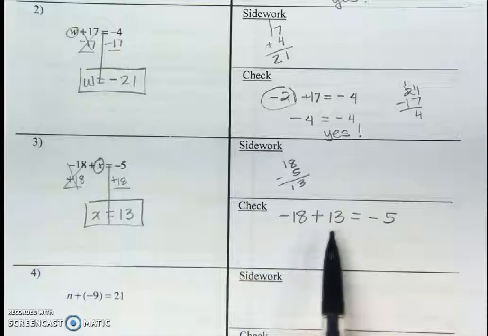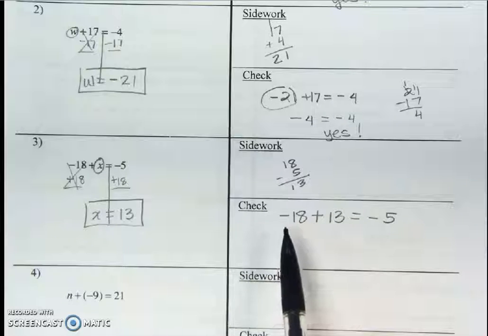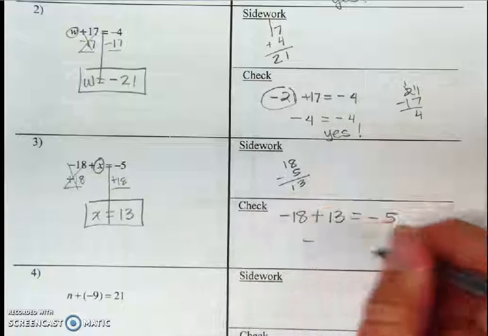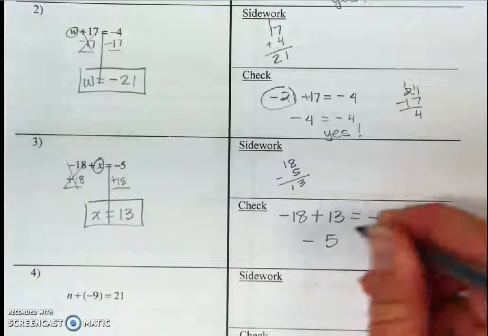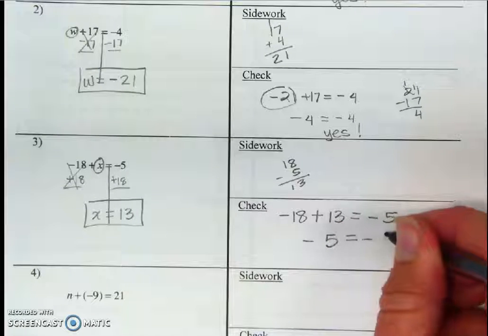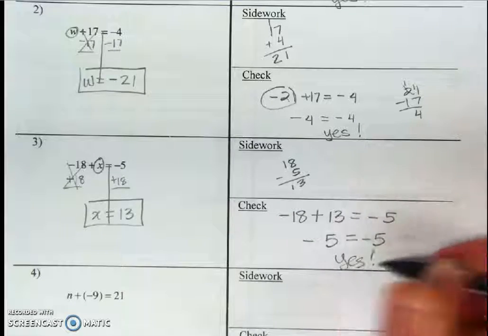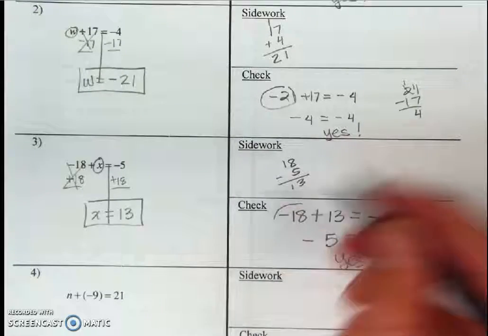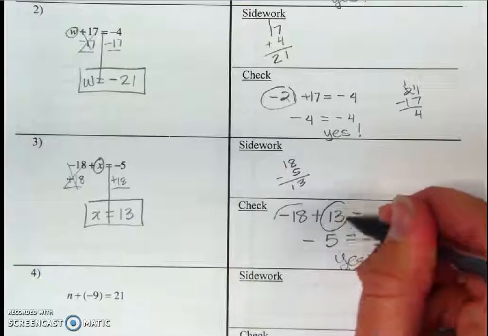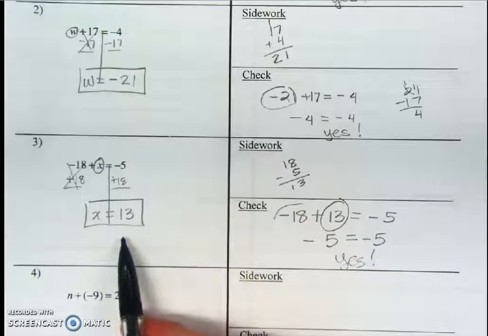Do I have more negative or more positive? Well, I have more negative. How many more do I have? I can do that one in my head. I have 5 more. Does -5 equal -5? Yes. Yay, it came out balanced. Our answer, oops, that one wasn't it. Our answer of 13 is correct.